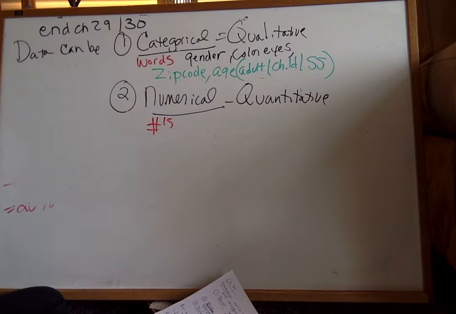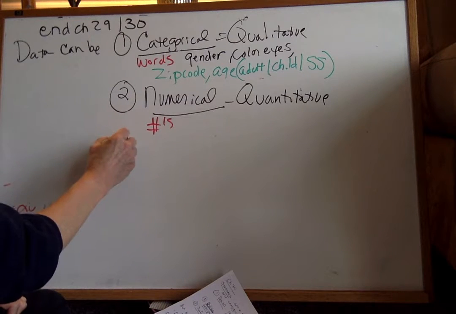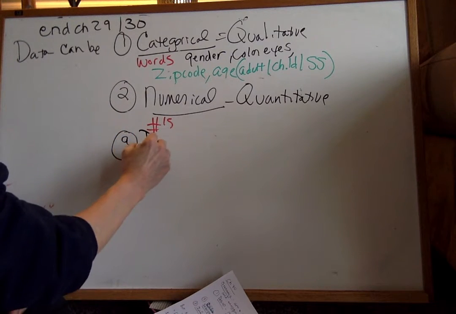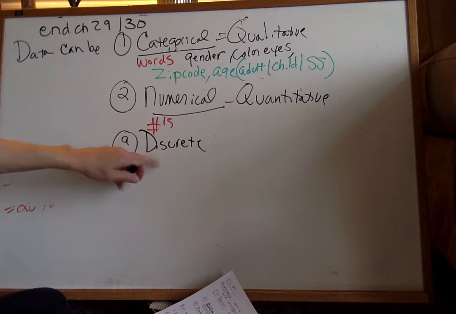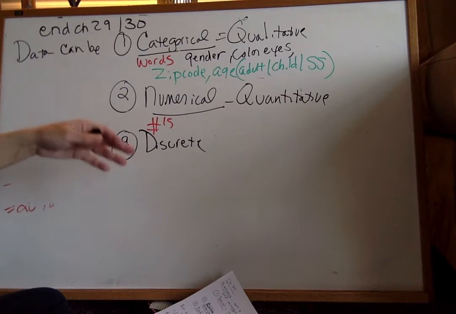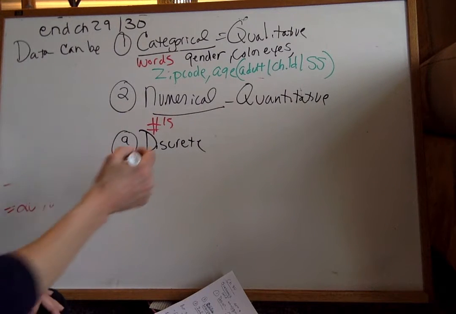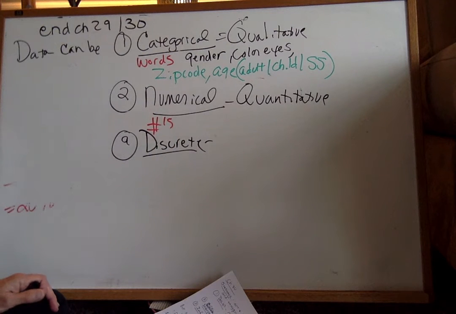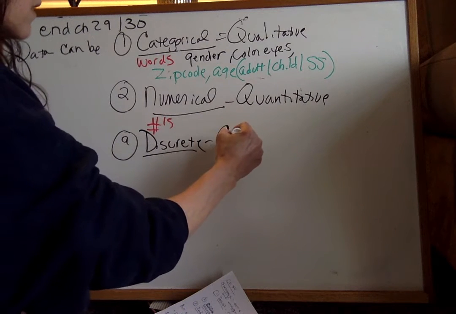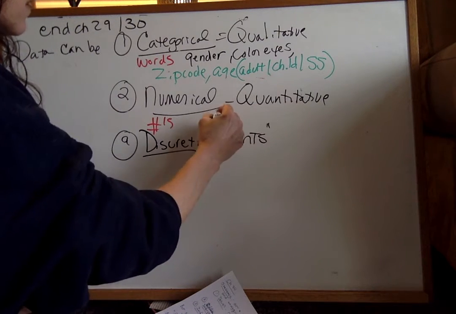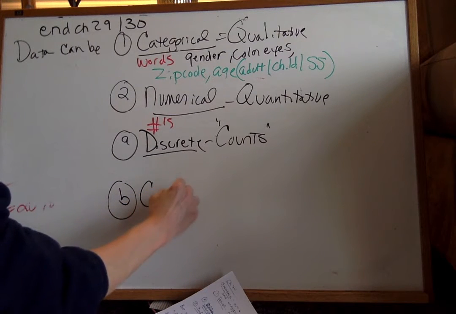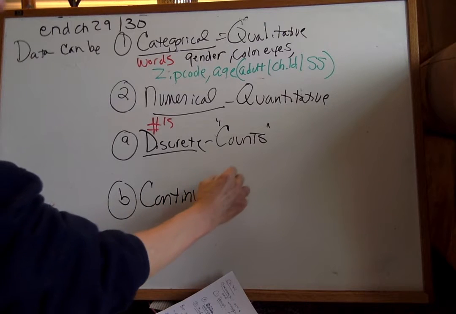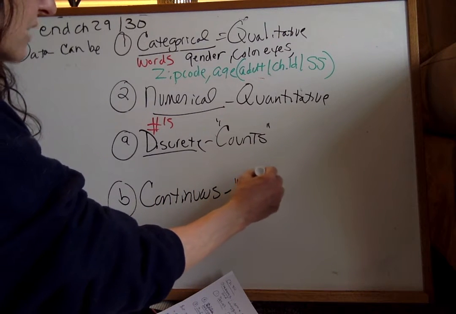Now, numerical gets slightly more complicated because we have 2 different types of numbers. I think your book even says, oh, we're not going to talk about this again because we already talked about it in chapter 15 or something, or chapter 3, I don't know, but we're talking about it because this is going to help us decide what type of graphs to do in the next video. We have discrete. Quick way to remember that is counting. And then we have continuous. Quick way to remember that is potential for decimals.